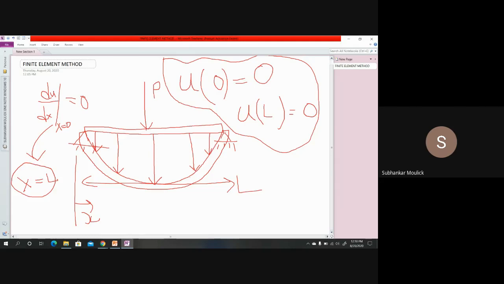Fine. That means if you divide this entire beam into n number of small elements, suppose this is one element, then this second element, this is your third element, fourth element, fifth. That means this is element number 1, this is element number 2, element number 3, element number 4, element number 5.